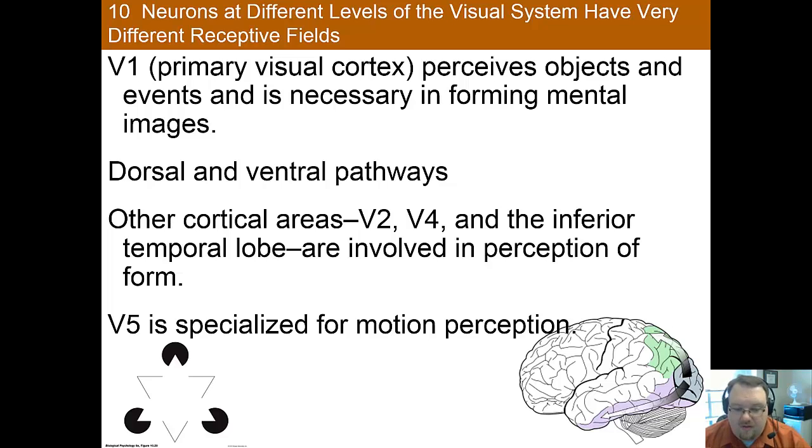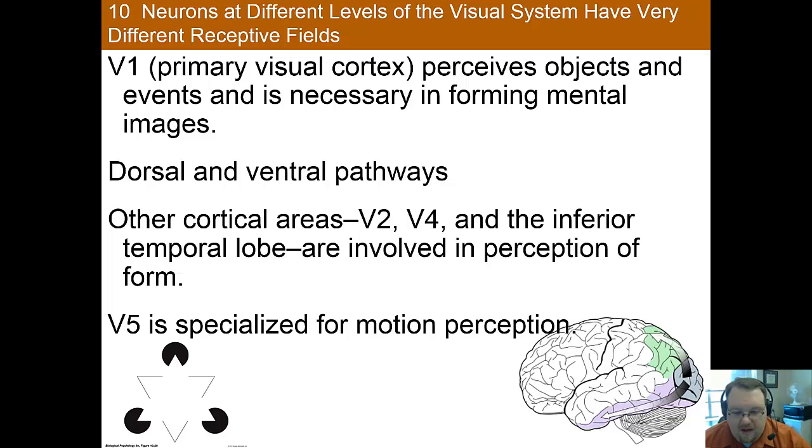After V1, there are actually two pathways through which information can go. The dorsal pathway, which you see in green here, and the ventral pathway, which is in purple. The dorsal pathway will go through V2 and then up into V5, and it's sometimes known as the where pathway, as it's associated with motion, representation of object locations, and hand-eye coordination. The ventral pathway goes through V2 and then to V4, and it's sometimes called the what pathway, as it's responsible for recognizing objects and storing information into long-term memory.